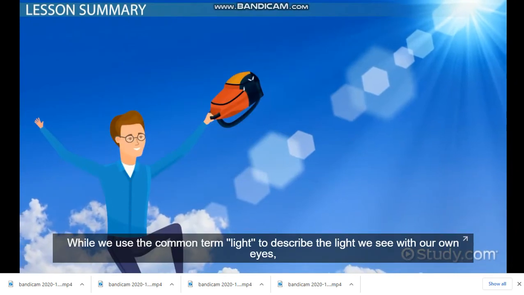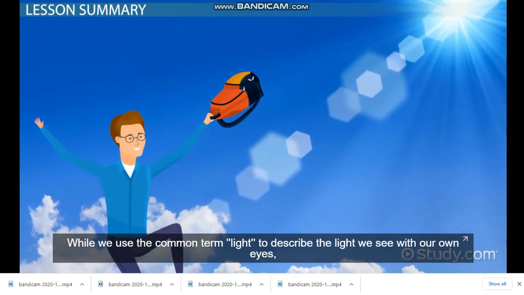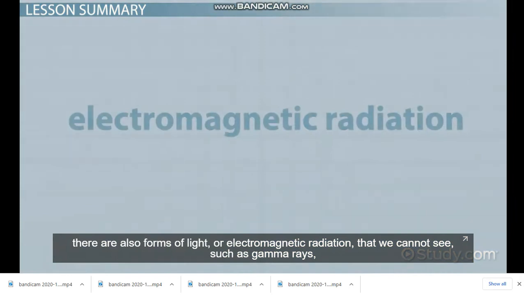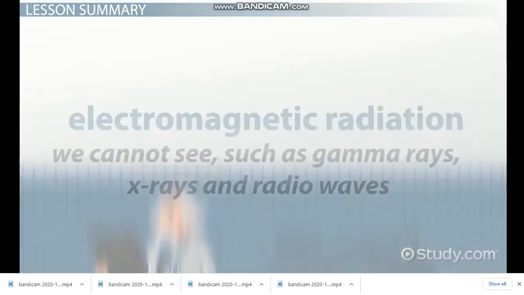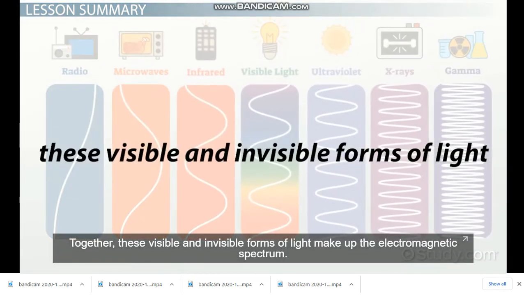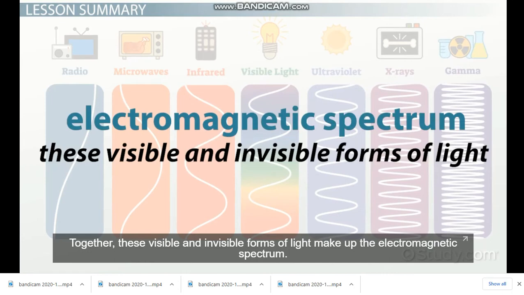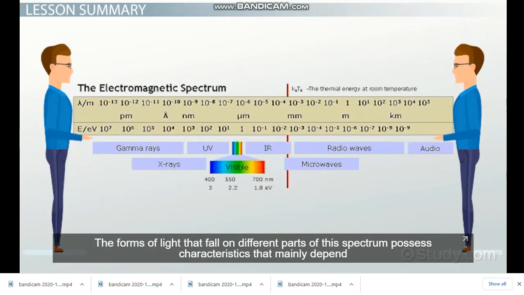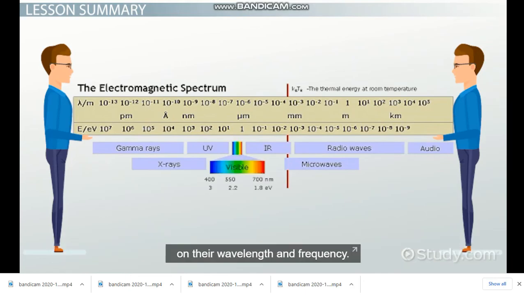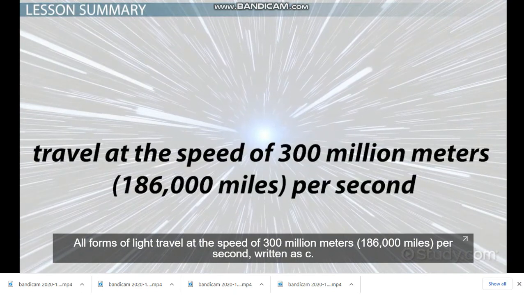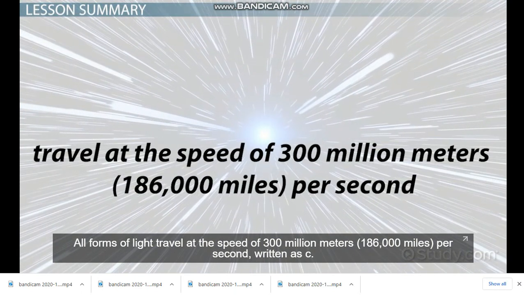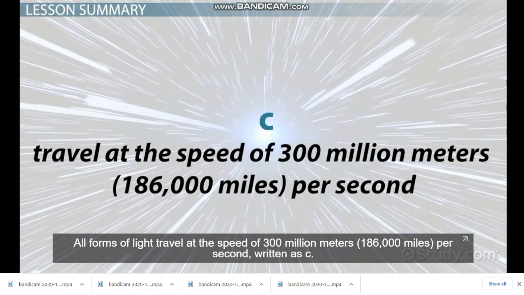While we use the common term light to describe the light we see with our own eyes, there are also forms of light or electromagnetic radiation that we cannot see, such as gamma rays, X-rays, and radio waves. Together, these visible and invisible forms of light make up the electromagnetic spectrum. The forms of light that fall on different parts of the spectrum possess characteristics that may then depend on their wavelength and frequency. All forms of light travel at the speed of 300 million meters, or 186,000 miles per second, written as c.